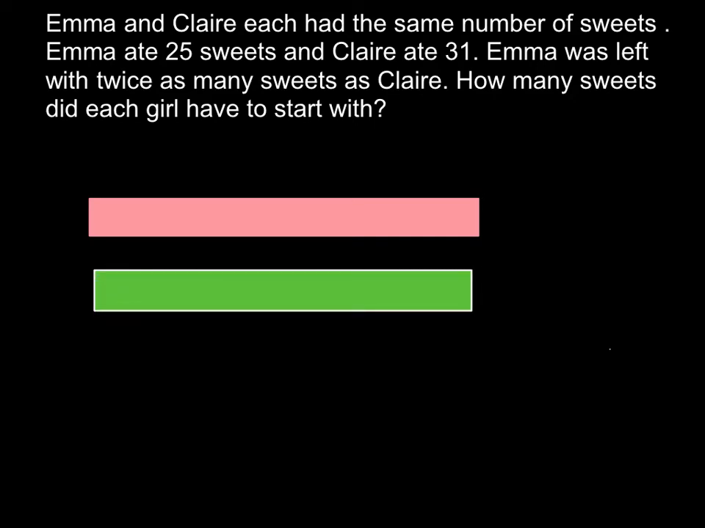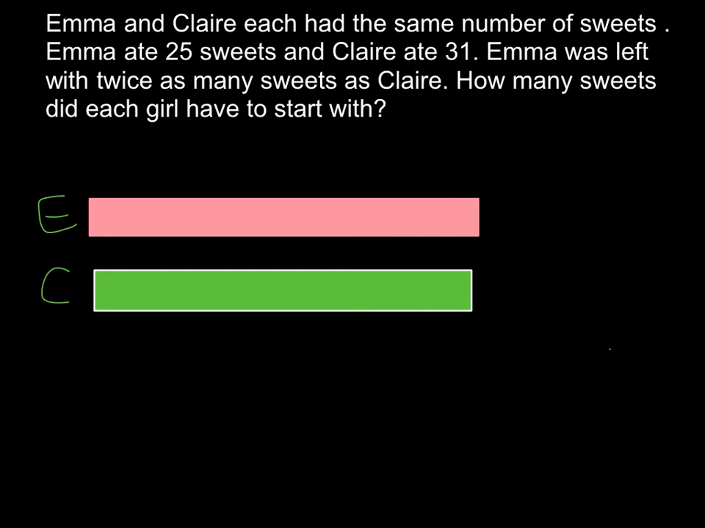And I'll put their initials here so I remember who is who. So Emma and Claire. Now I've drawn the bars the same size because I know from the beginning of the story that Emma and Claire each had the same number of sweets. However, they ate different amounts.